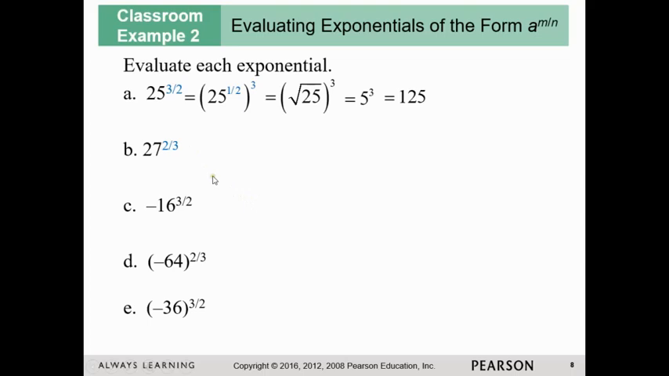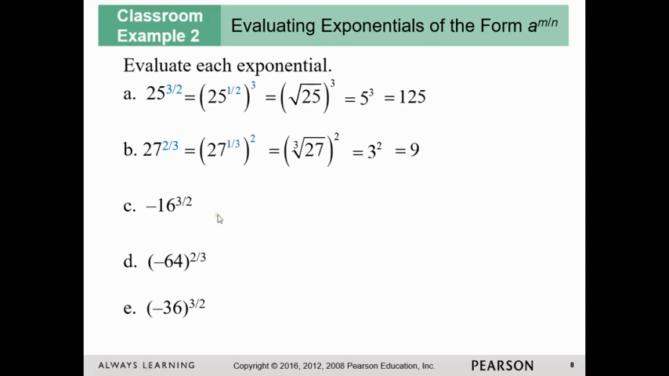Now in B, 27 to the 2/3 can be written as 27 to the third squared. We're just undoing the power rule, right? And then 27 to the thirds is the same thing as the cube root of 27. And the cube root of 27 is 3. So now we apply the square exponent here, and we end up with 9.